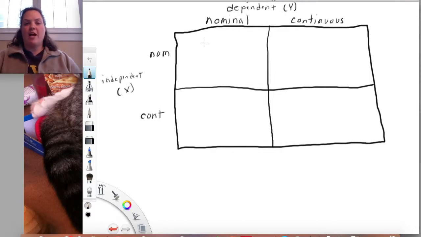Alright, so what we have now is a working figure where we have dependent variables across the top. They can be either nominal or continuous. And we have independent variables along the side, and they could also be nominal or continuous. So I'm going to show you the four types of tests you can run based on these types of data. And I'm also going to explain to you the null hypotheses of each test. So let's start with a test that looks at nominal dependent variables and nominal independent variables, and we're going to call that a g-test or chi-squared.